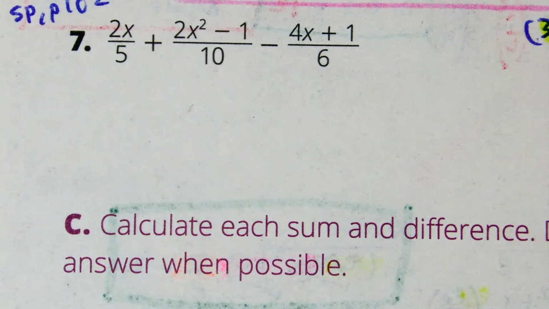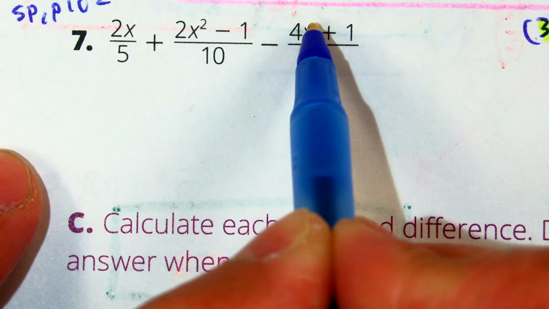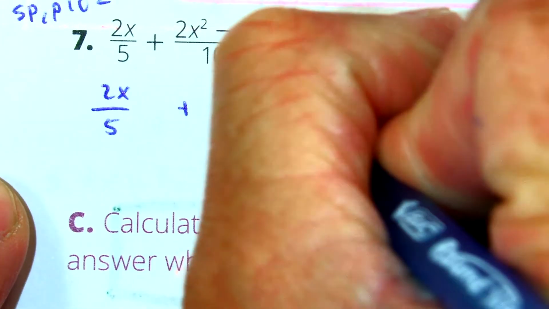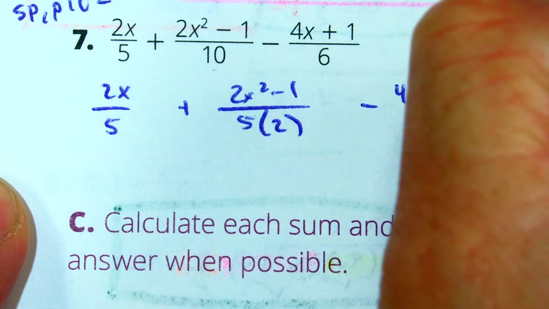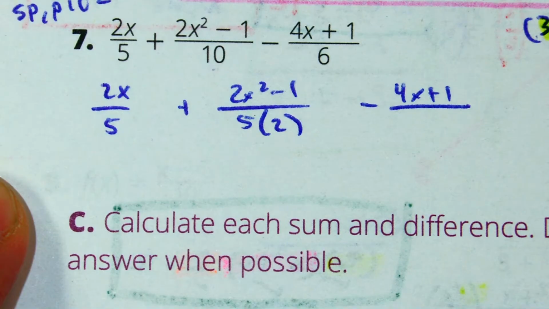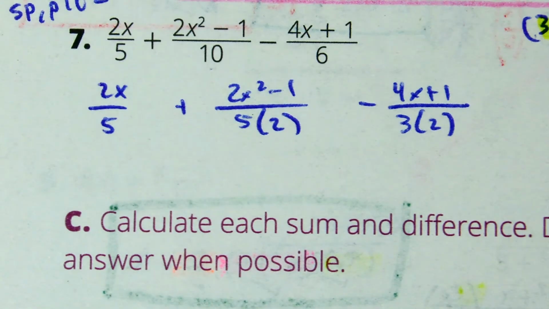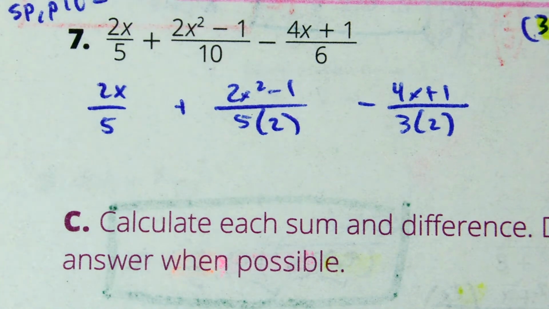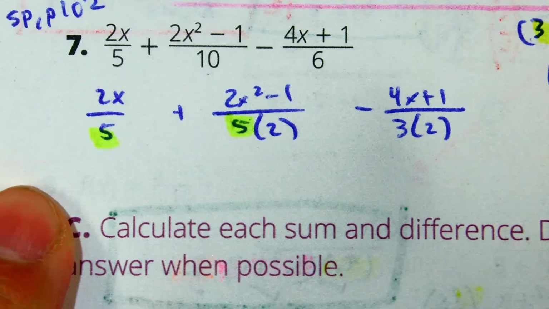Alright, question number 7. Although all the numerators are already factored, Angel H, what are the factors of 10? 92. And the factors of 6? 32. Yep. Angel, what do 2 of those have that the others don't? 5. Yep. So Angel, on this side, I'm going to write what? 5. 5 over 5.